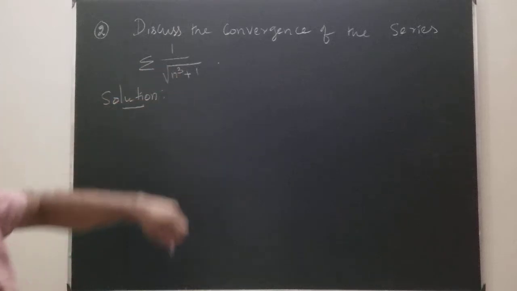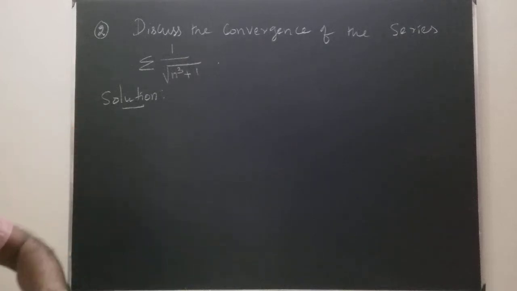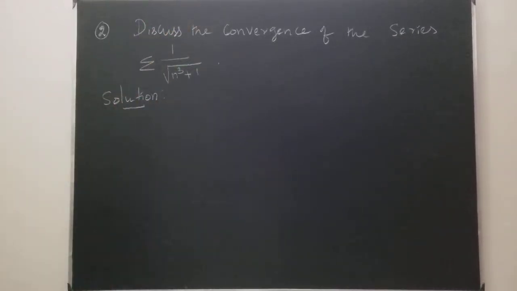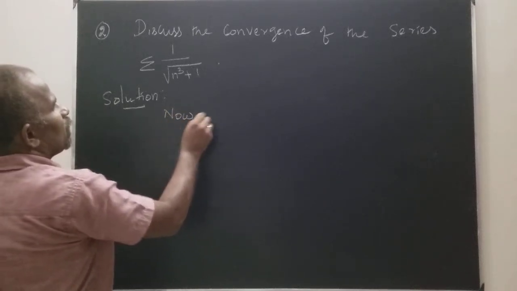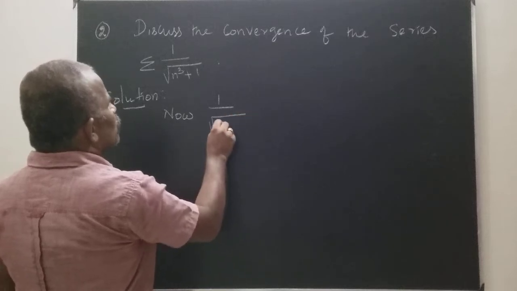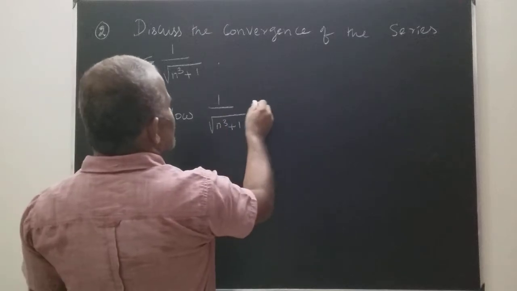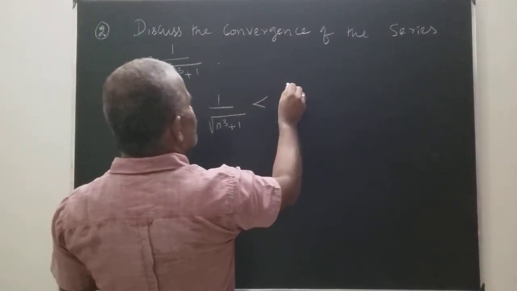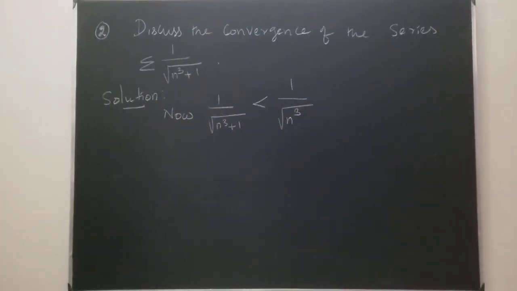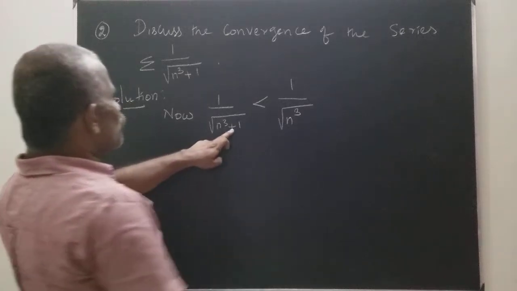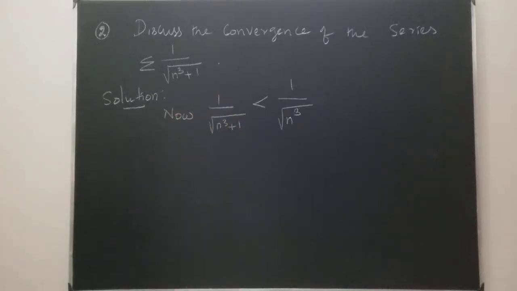So in this problem we are going to say whether it converges or diverges by using the comparison test. So now, 1 by square root of n cube plus 1 is less than 1 by square root of n cube, because in n cube plus 1 the denominator is bigger than this denominator, therefore automatically 1 by something is less than that.